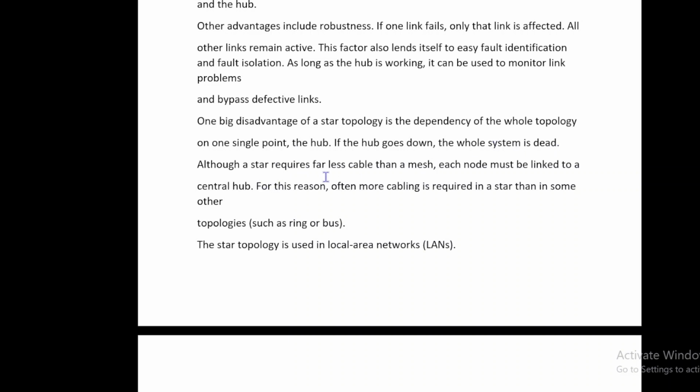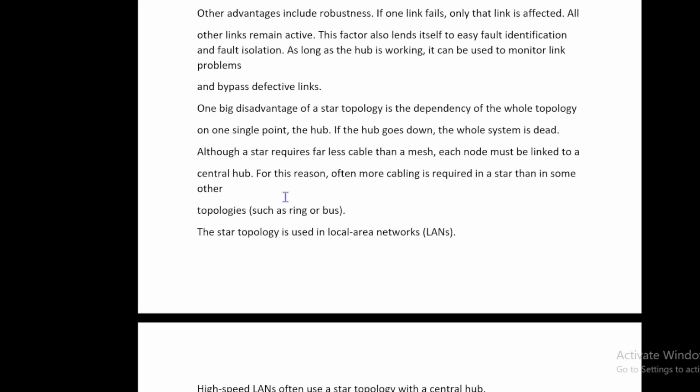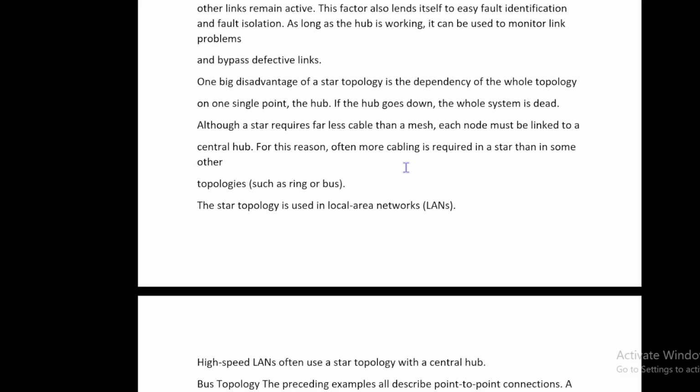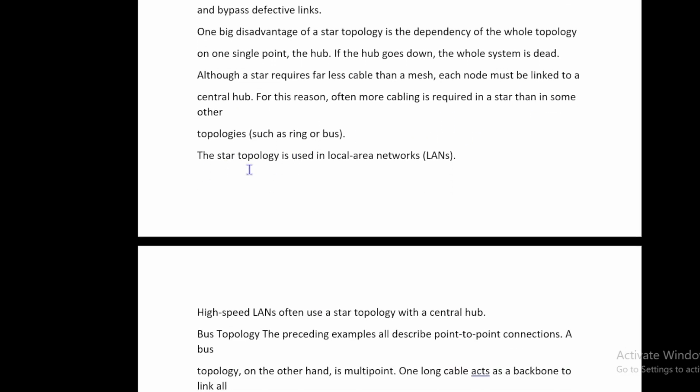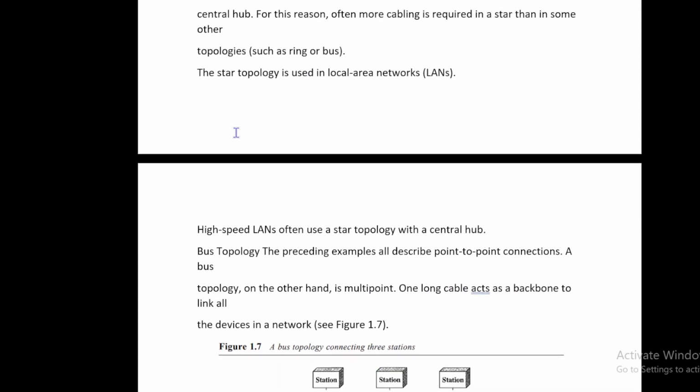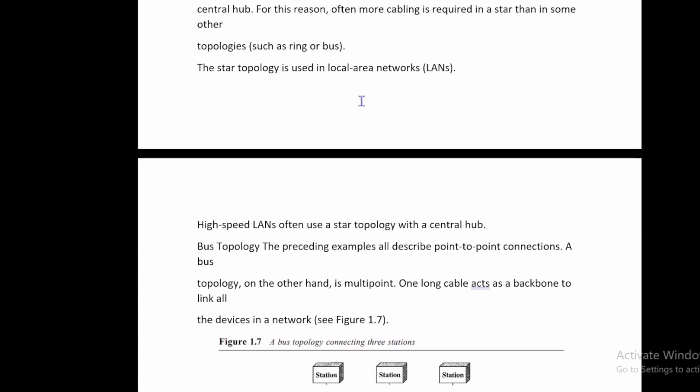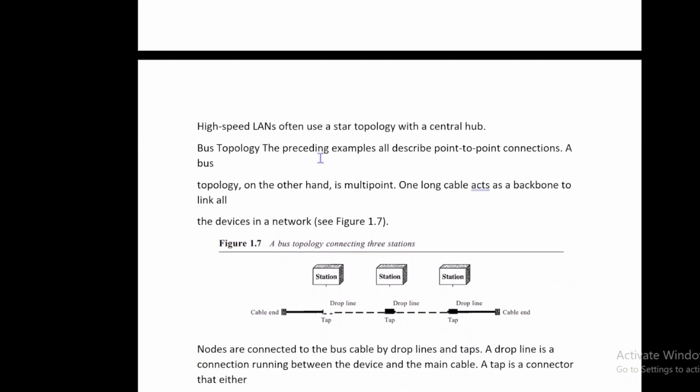Although a star requires far less cable than a mesh, each node must be linked to a central hub. For this reason, often more cabling is required in a star than in some other topologies, such as ring or bus. The star topology is used in local area networks, LANs. High-speed LANs often use a star topology with a central hub.